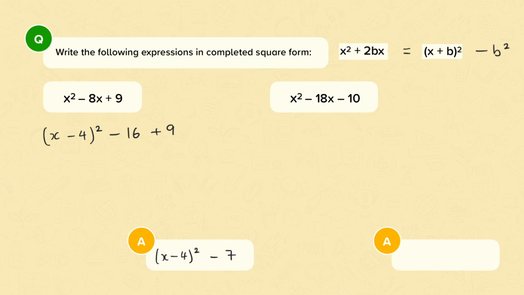So inside the bracket, you should have got x minus 9, and then that bracket is squared. Then you had to take off the 81, which is the 9 squared, and then minus 10. And that simplifies to x minus 9 squared minus 91.